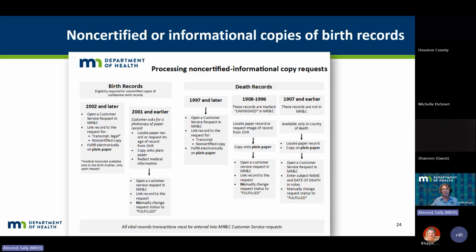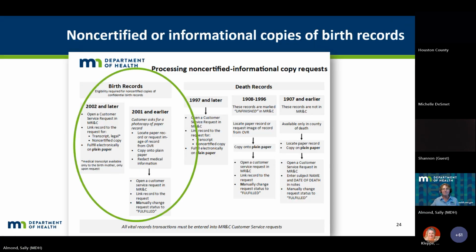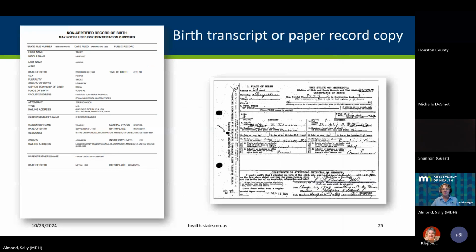And we'll start with birth records. Notice that the non-certified flow has 2 columns for birth records. That's because some birth records were filed electronically, and earlier records filed before 2002 were filed on paper. Customers who are requesting a non-certified document from a record from 2001 or earlier can choose from a computer printout, a transcript legal, or photocopy of the paper birth record. This is what that looks like.